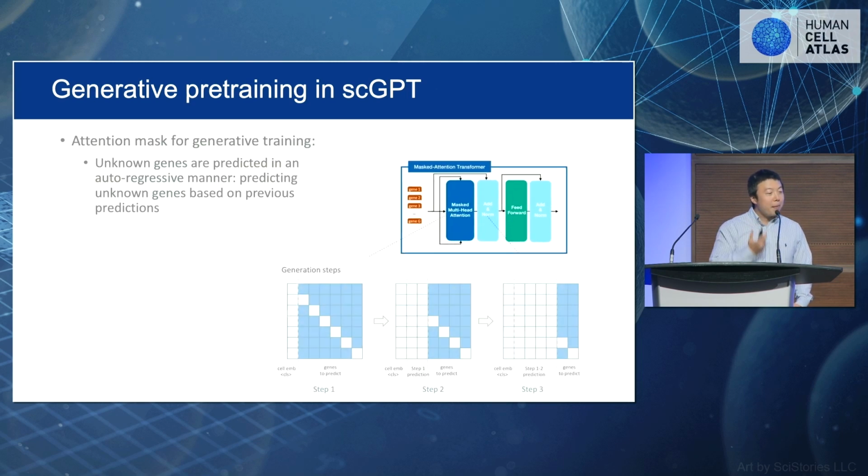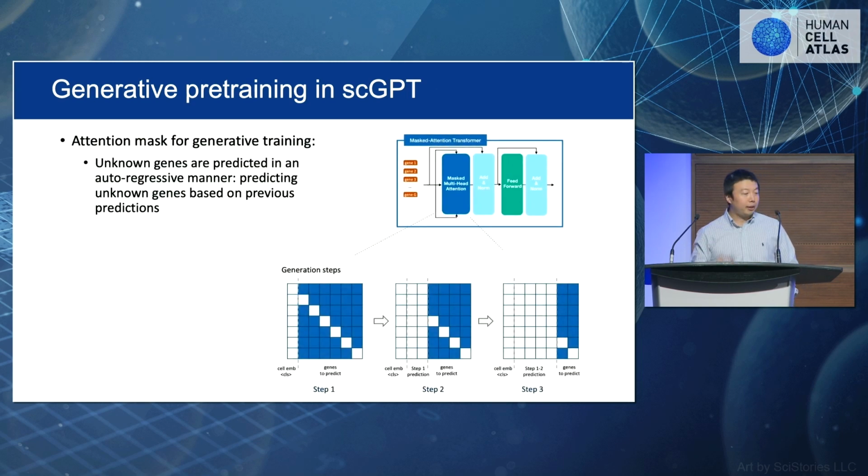Then I want to briefly talk about how we train it in a generative way. The way we train scGPT generatively is that we use a cell token, called a CLS token, which really embeds the cell. And then we look at the attention values of all the genes with respect to this cell token.